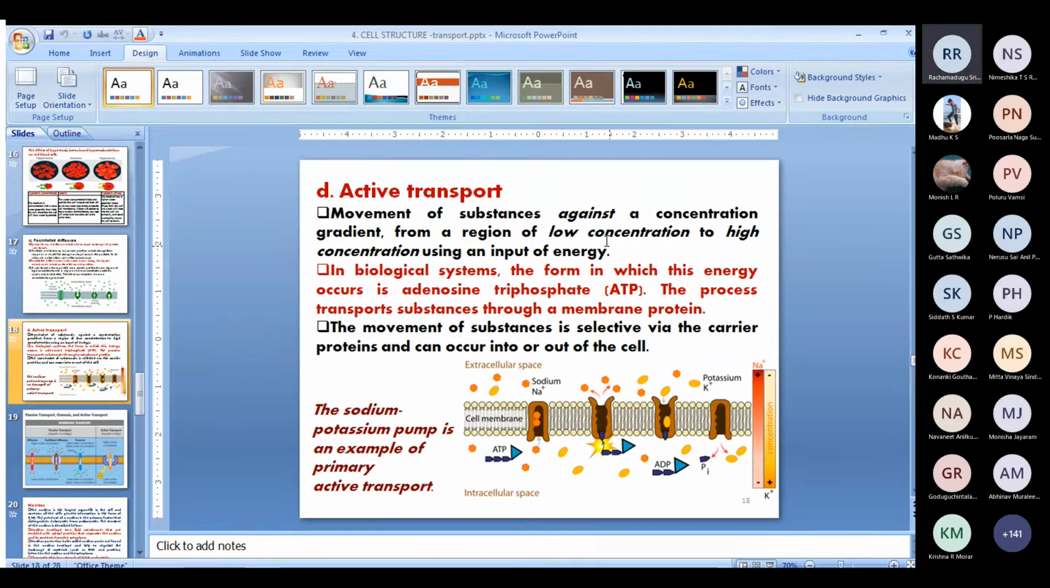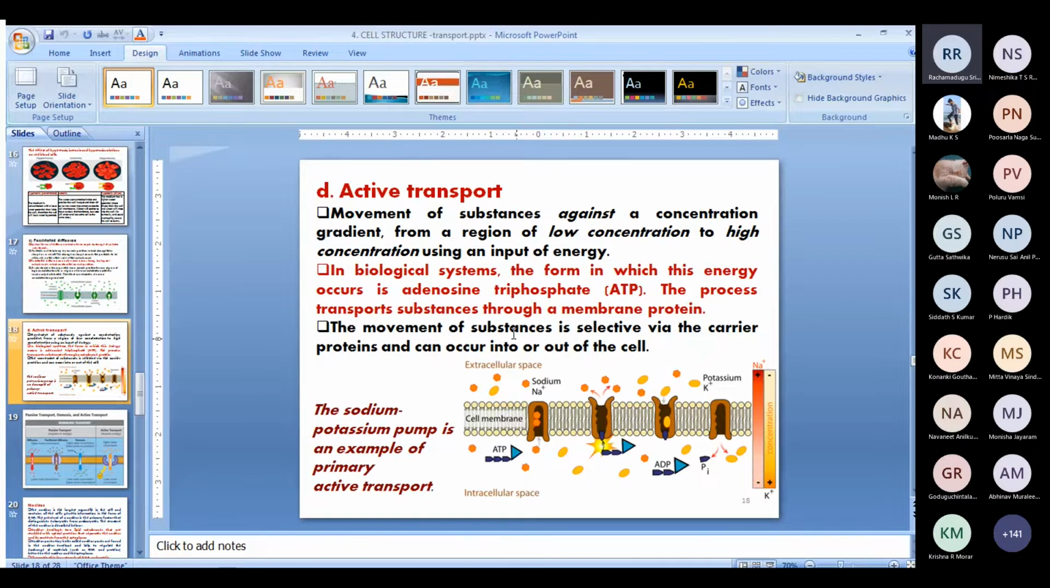In a biological system, what actually provides energy? You would have heard this term, right? ATP molecules. ATP molecules are the ones which provide the energy. What is this ATP? It is adenosine triphosphate. This is what is going to provide energy for this particular movement to take place. The process transports substances through a membrane protein. Obviously, this is also through a protein only. It cannot happen directly through the phospholipid bilayer.